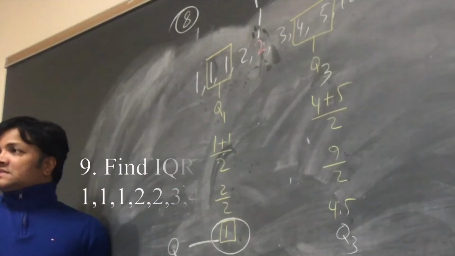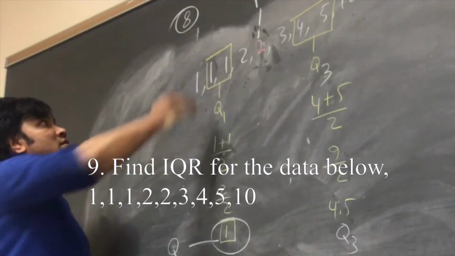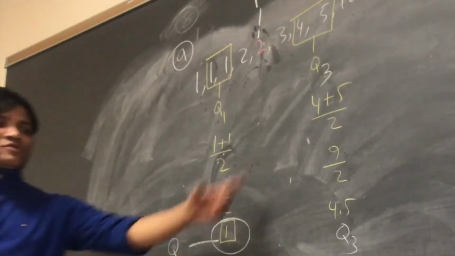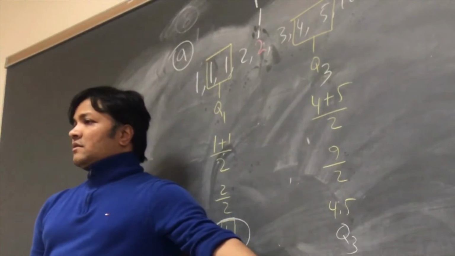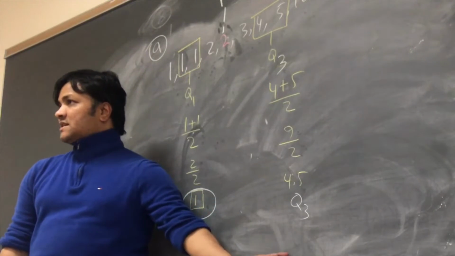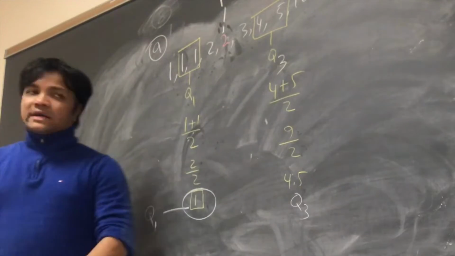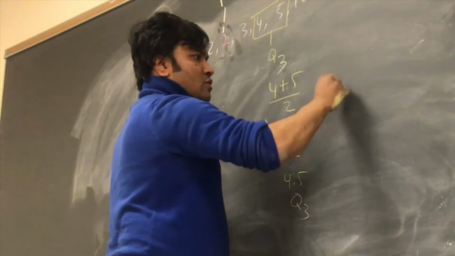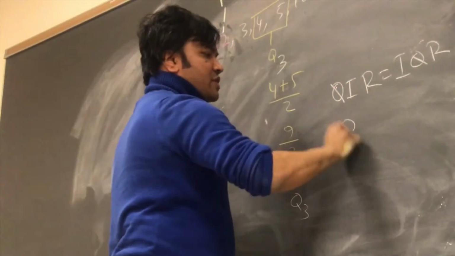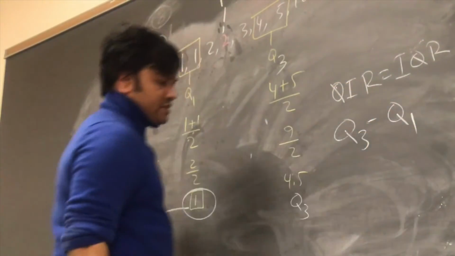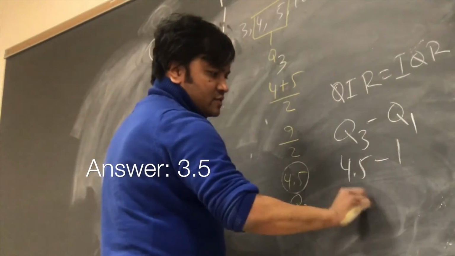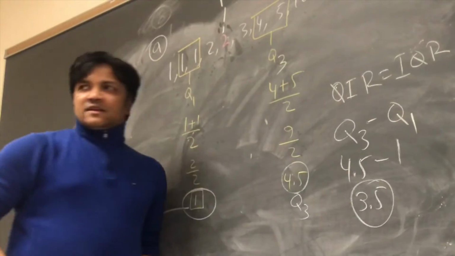So what is 9? Find the IQR of those numbers. To do the IQR, you have to calculate Q3. We already calculated Q3, and Eddie already explained how to calculate Q3. Is that okay? So the IQR is Q3 minus Q1. So Q3 is 4.5 minus Q1 is 1, so 3.5. And that's our final answer.